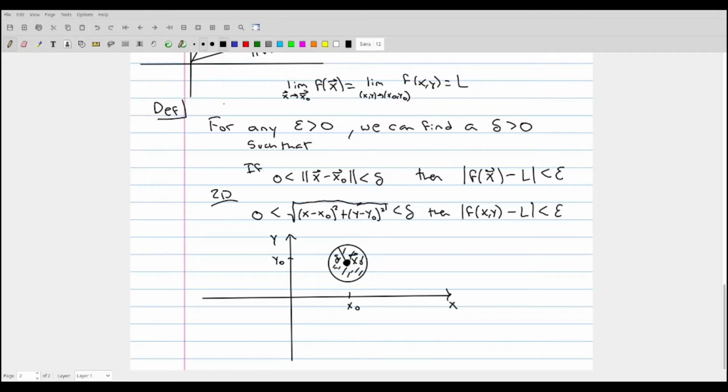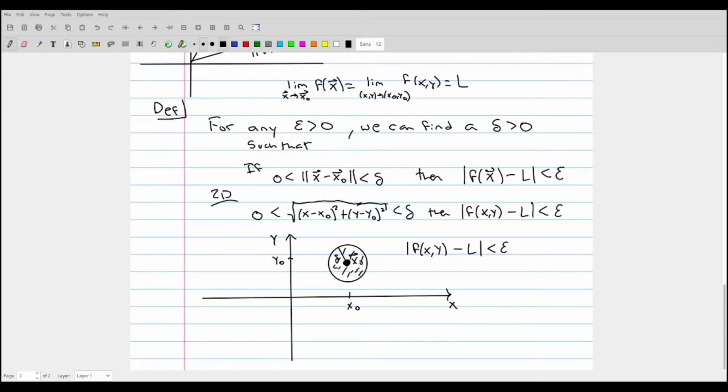The definition is saying that for any value of epsilon, no matter how small you want to make that value of epsilon, you can find a value delta such that within this delta region, so if you're inside this region right here, then the value of the function in this region minus the limit is always going to be less than epsilon. So the function is within epsilon of the limit. You can think of it as the smaller epsilon gets, the smaller this region is going to get.